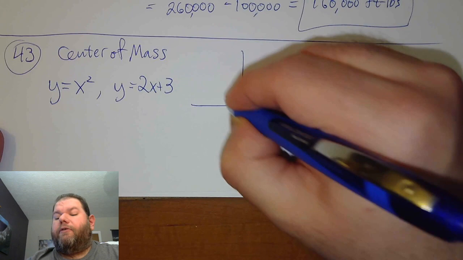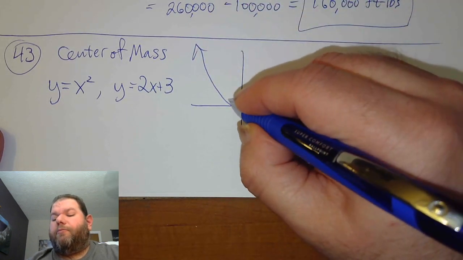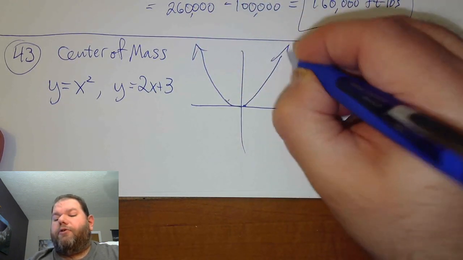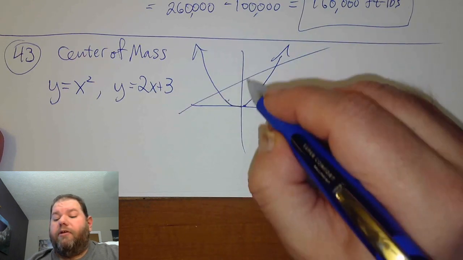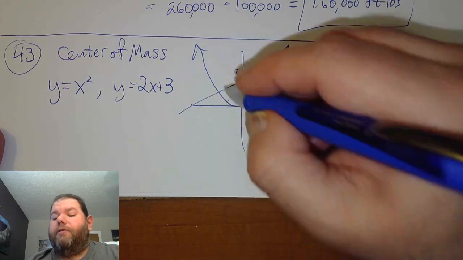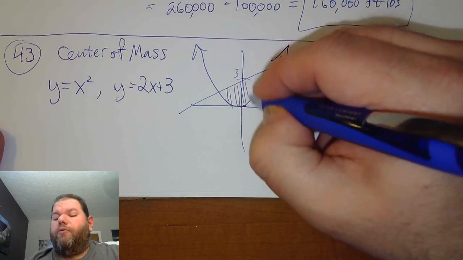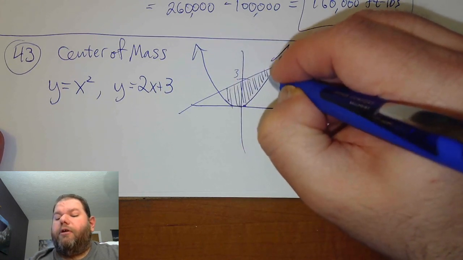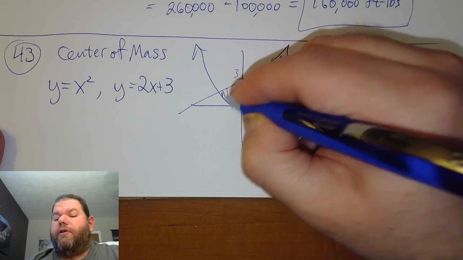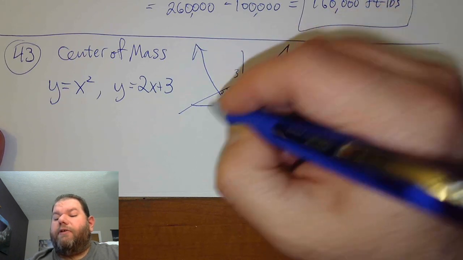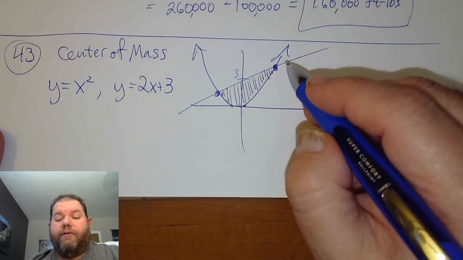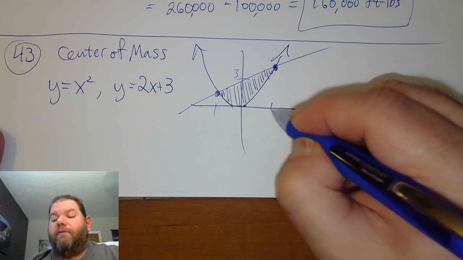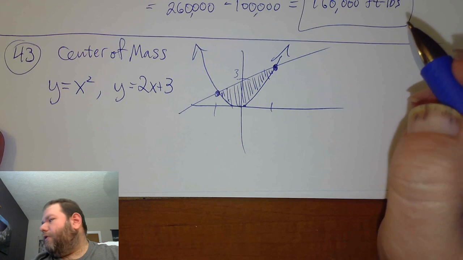So y equals x squared, we know that's a parabola through the origin. And 2x plus 3 will be a diagonal line that goes through 3 on the y-axis. And so we're able to find the shaded area here. And we notice that there are 2 points of intersection, and the points where these graphs intersect will be the limits of integration that we ultimately use.